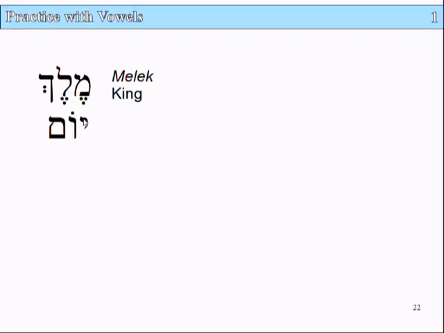Here we have another three-letter word. This one begins with a yod. It's the smallest letter. Remember Yeshua said, not one yod or tittle shall depart from the law. Well, this is a yod, and it has a Y sound. And this is a vav, and normally it has a V sound in modern Hebrew.